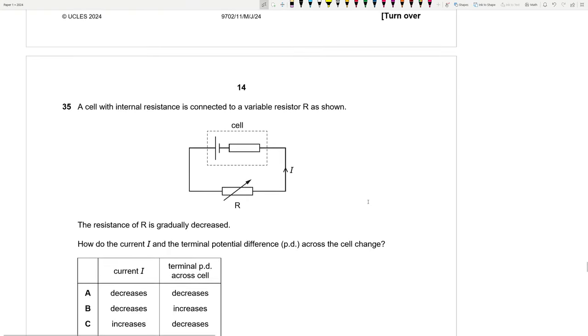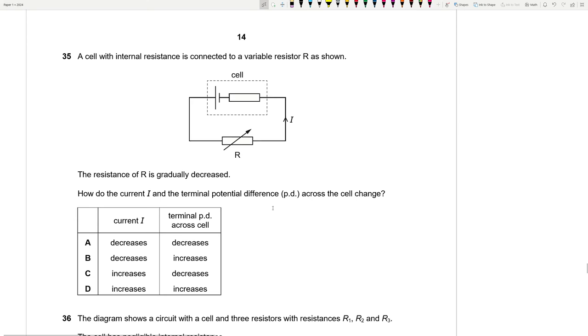A cell with internal resistance is connected to a variable resistor R as shown. The resistance R is gradually decreased. How do current and terminal PD across the cell change? So resistance decreases. So what will happen to the total current? We know that total current will increase because when resistance decreases, current increases. But the lost volts will increase due to the increased current, because lost volts is equal to Ir. So lost volts increases.